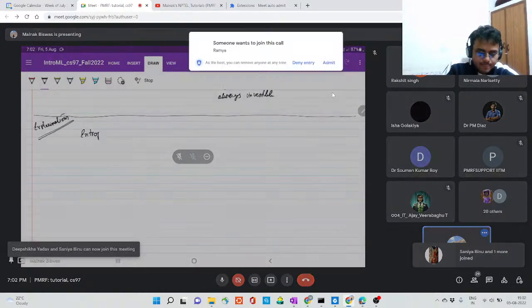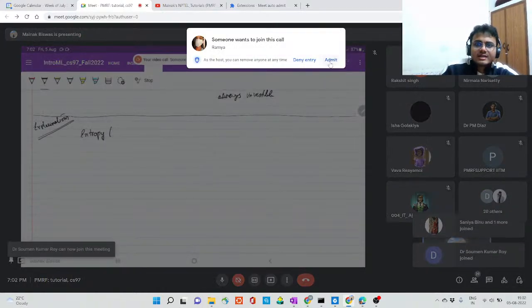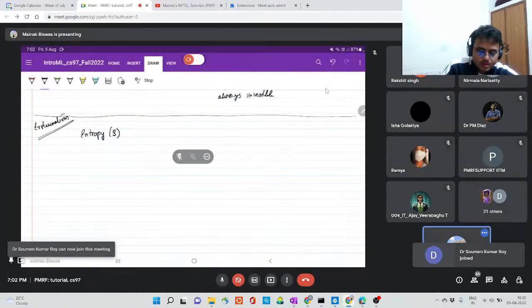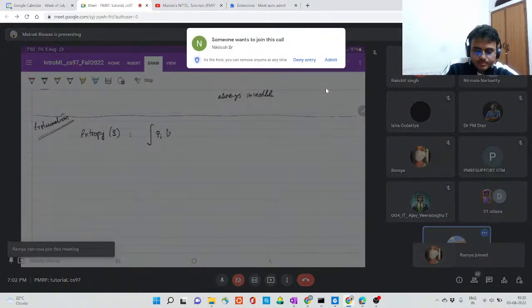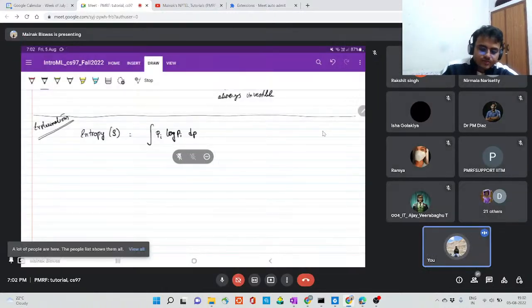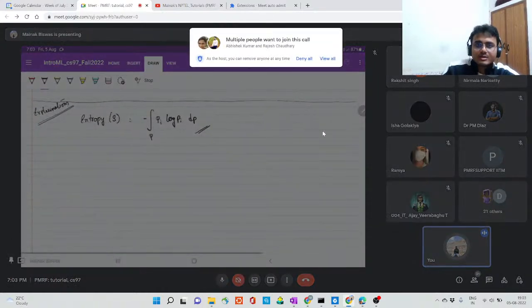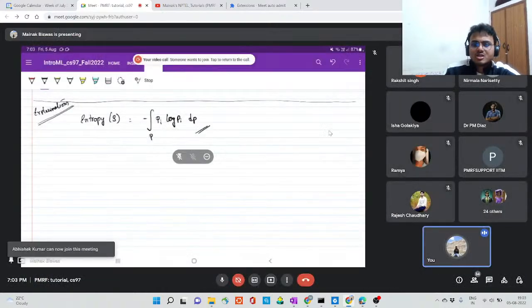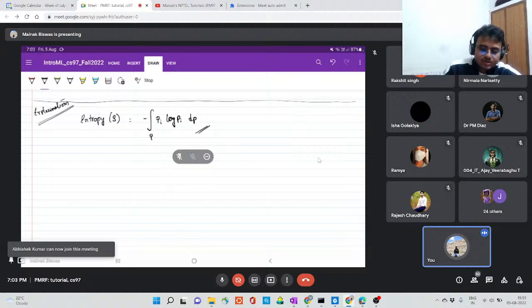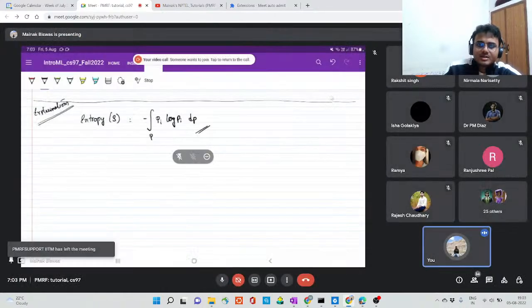So entropy of a distribution S is given by this. This is for a continuous system, so this is entropy for a continuous system over the entire probability space. We'll not be dealing with these sorts of random variables here, because we all know that in machine learning we deal with discrete variables.